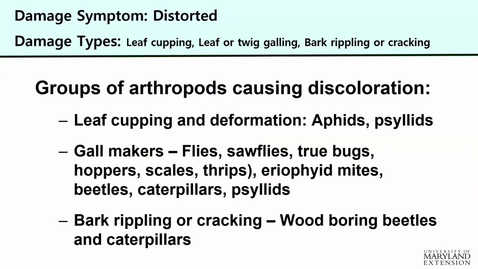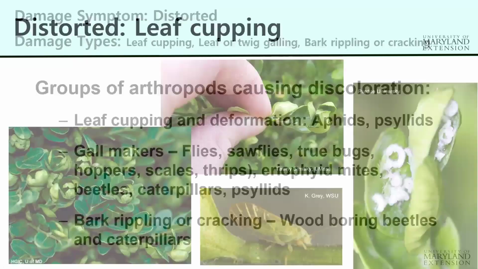Next, we have distorted types of insects that can cause distortion, where we're seeing leaf cupping or deformation. We'll also get into galls on leaves and stems. So things like aphids, flies, mites, caterpillars, and then we're talking about bark rippling and cracking. We're talking about wood-boring beetles.